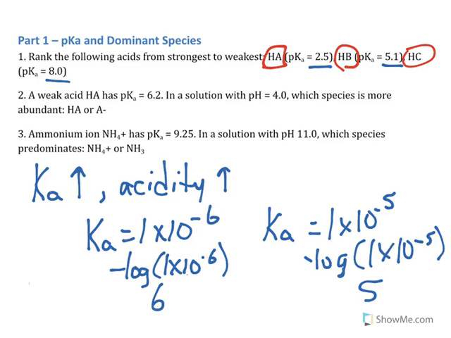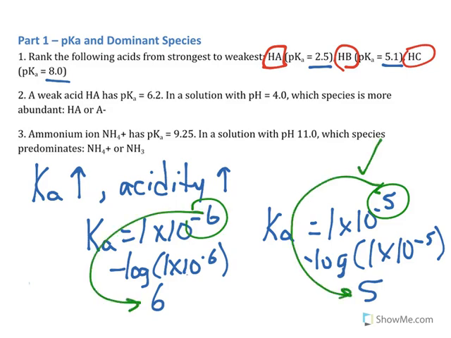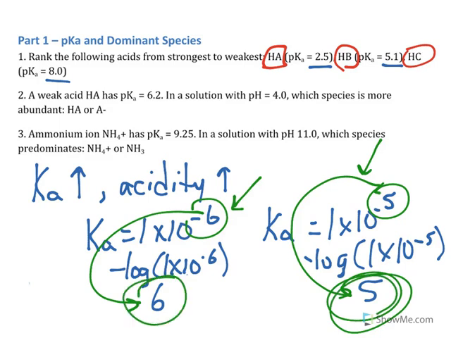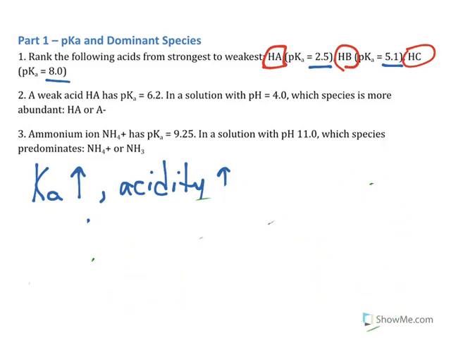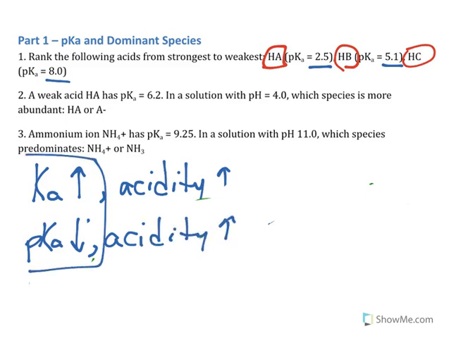Since you're taking the negative log of it, the power here on this negative 5 and this negative 6 is what's pulling down to yield these answers. Since a Ka of 10 to the negative fifth is higher than the Ka of 10 to the negative sixth, then a pKa of 5 is actually more acidic than a pKa of 6. So we can finish the statement here and clear some space by saying as pKa decreases, acidity also increases. These two are inversely proportional. As Ka goes up, pKa goes down.